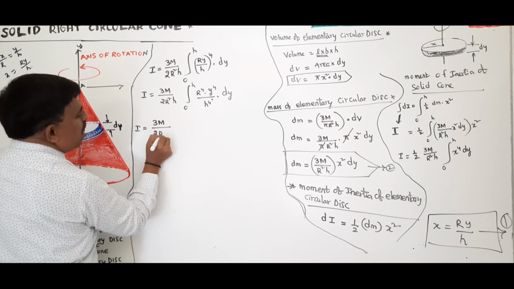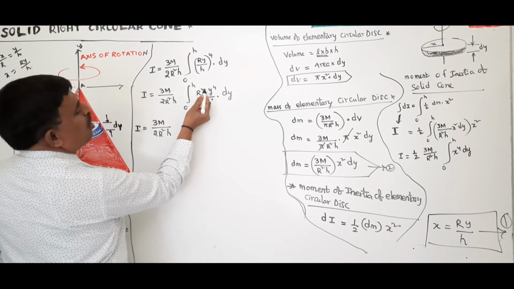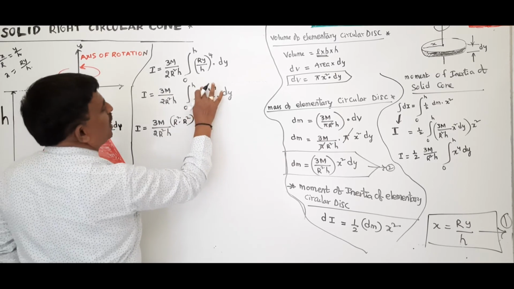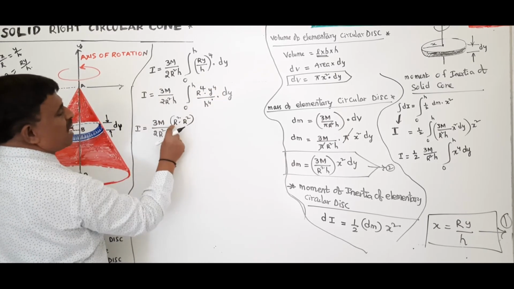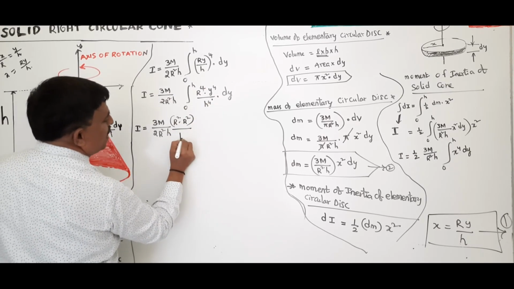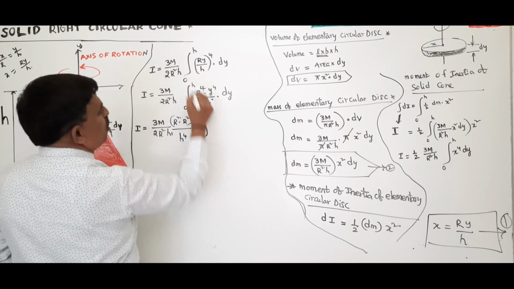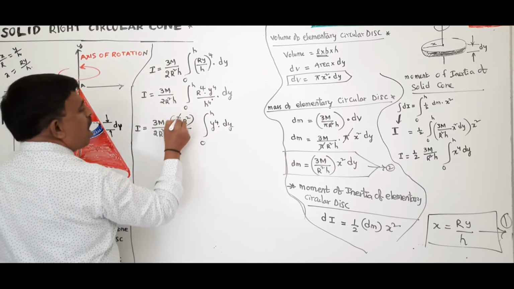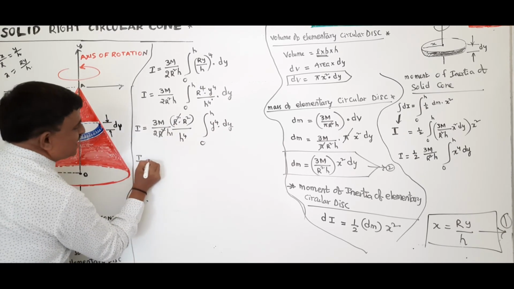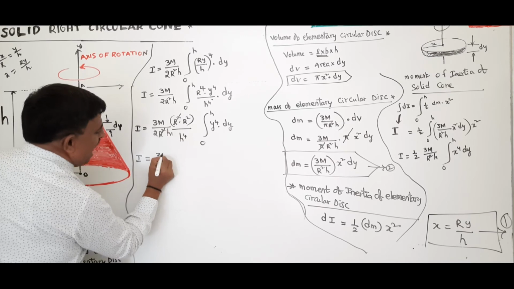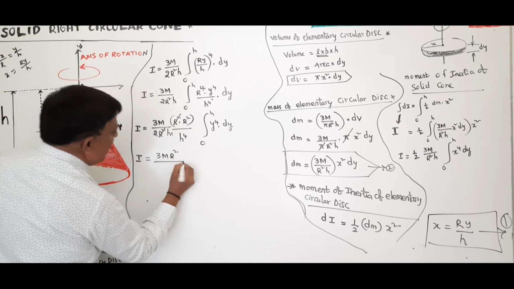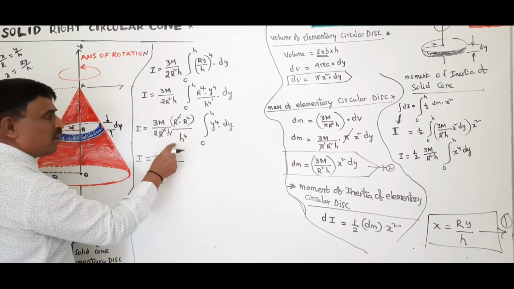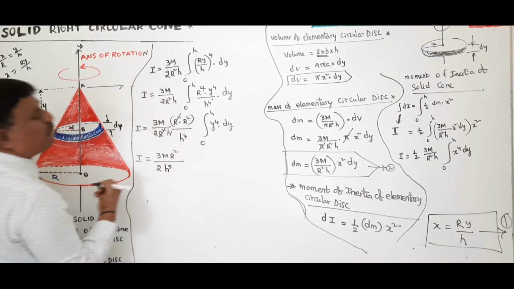I is equals to 3m by 2r square h. R to the power of 4 taken outside. R to the power of 4 can be written as r square into r square. H to the power of 4, I am writing h to the power of 4. Remaining is 0 to h, y to the power of 4 into dy. Now, r square cancelled. I is equals to 3m r square by 2 into h to the power of 1 into h to the power of 4, nothing but h to the power of 5.